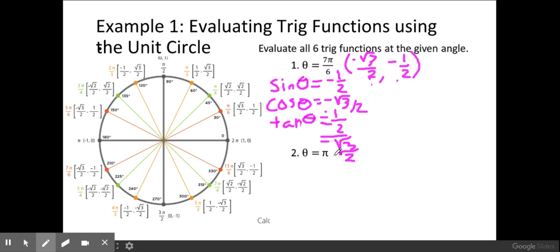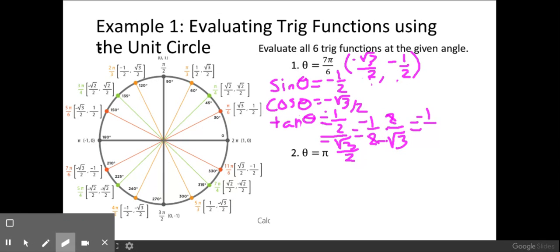So now I have to divide. Negative 1/2 times, and I'm going to flip this bottom one, 2 over this negative square root 3. So since I have a double negative, tangent is going to become positive. And here I have a 2 on top and a 2 on bottom, so I'm left with negative 1. Nope, not negative because there was a double negative. So positive 1 over the square root of 3.